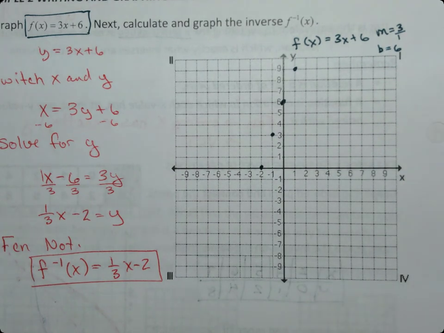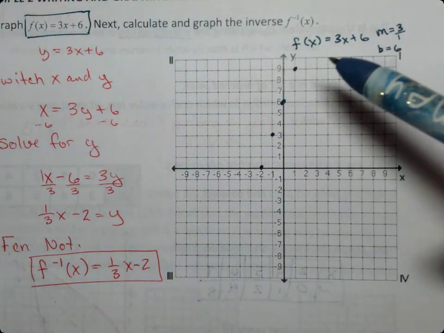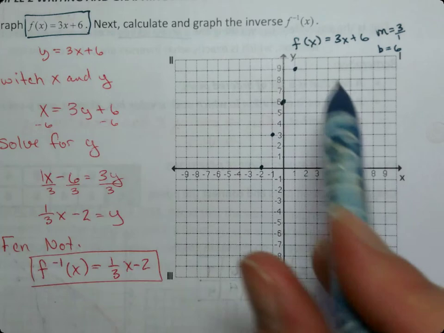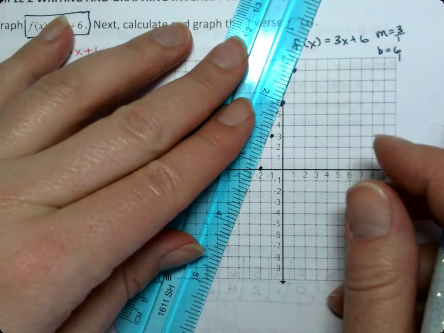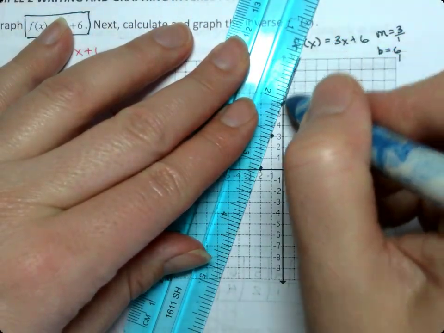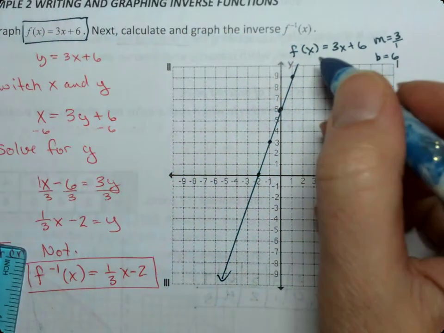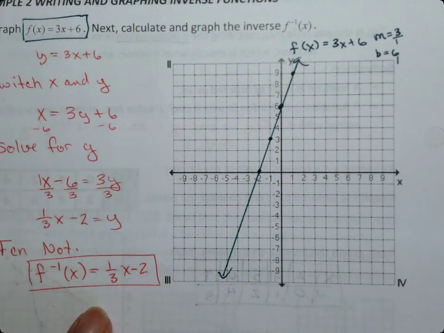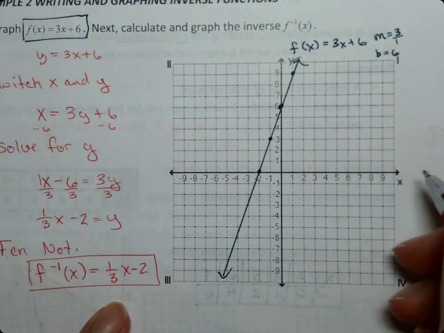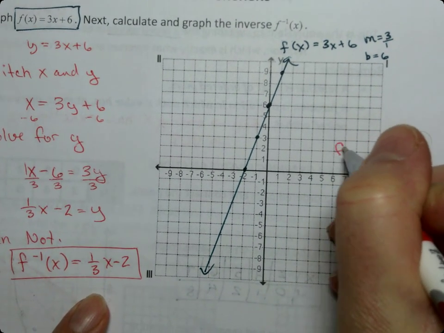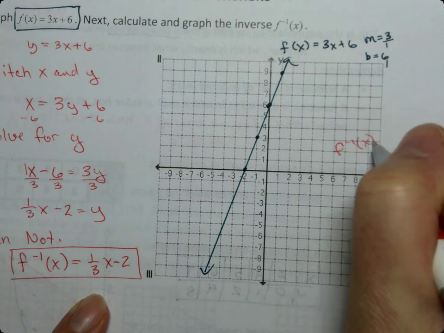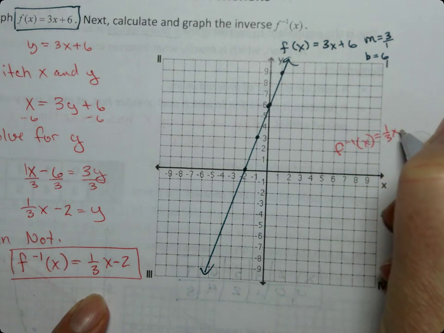All right, so sketch in your line. And the reason we're going to connect these is x can be anything, so we can connect it, graph that line. Then we're going to graph its inverse function. So we are going to graph f inverse of x equals 1/3 x minus 2.